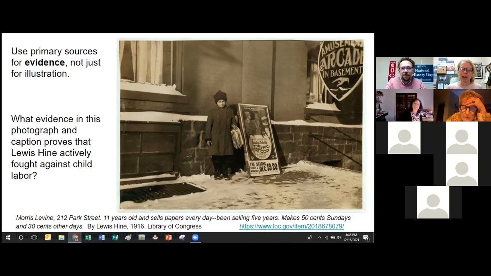Yep, good, noticing the snow in the kid's face. I would say the caption as well, because he's pointing out 11 and has been doing this for 5 years. So been doing it since 6 years old.